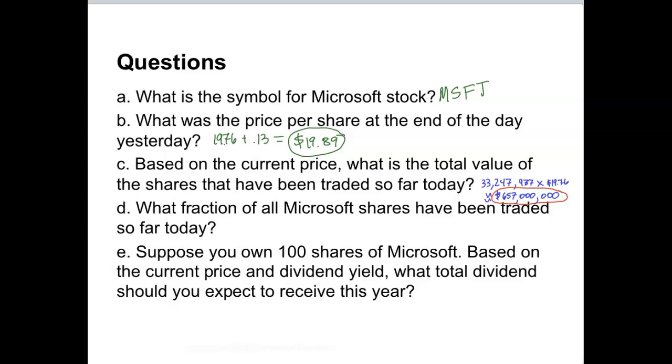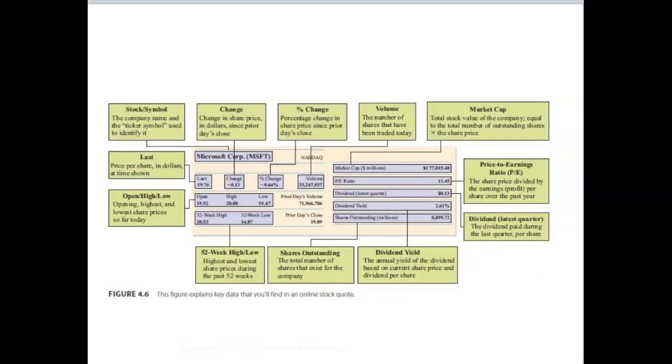All right, so what fraction of the shares have been traded today? Well, we can go back and take a look and see the shares outstanding here is the true number of shares that the company has. So that's in millions. So there's actually 8,899,720,000 shares. And the number that have been traded today was that 33 million.